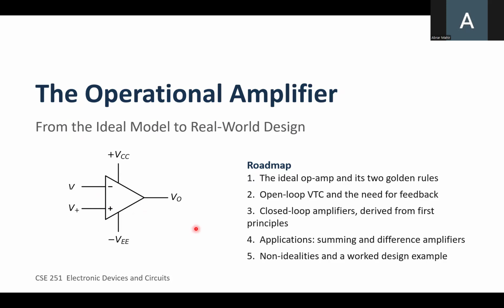The way we will go ahead in the lecture is we'll begin with the ideal op-amp and some of the assumptions we take. We will look at the open loop characteristics of an ideal op-amp, and we then look at the closed loop amplifiers and how they are derived from first principles. And then afterwards, we look at some applications, some practical amplifier circuits, and some non-idealities.